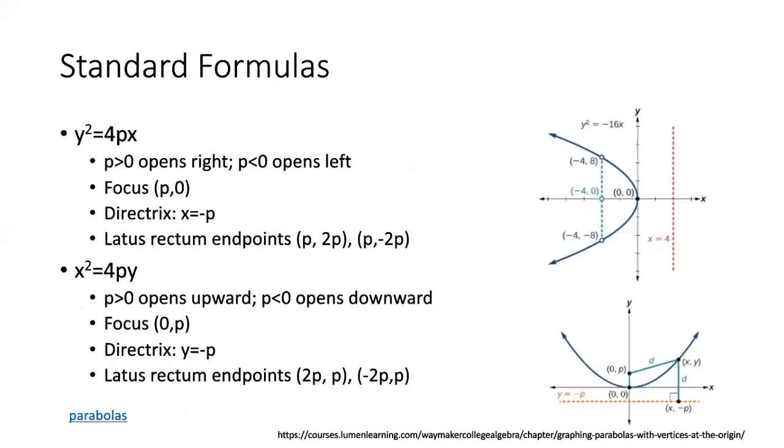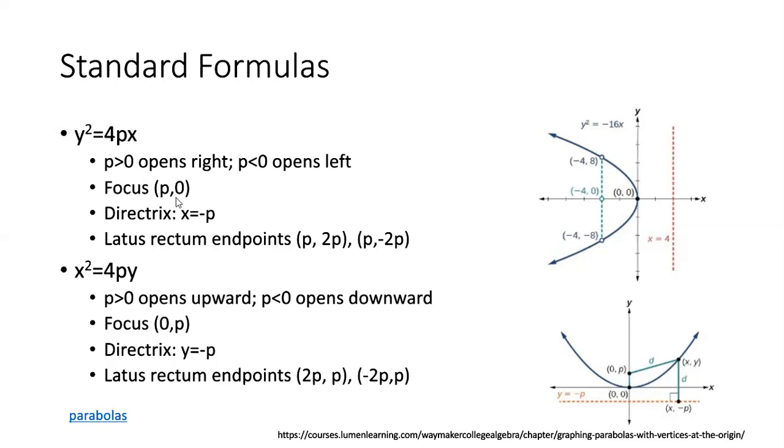We have y squared is equal to 4px. I like to think of this p as associated with the variable in which we're moving along that axis to get to our focus. So in this case, if p is greater than 0, our parabola is going to open to the right. If p is less than 0, it's going to open to the left. And this p tells us how far we have to go to get to our focus.